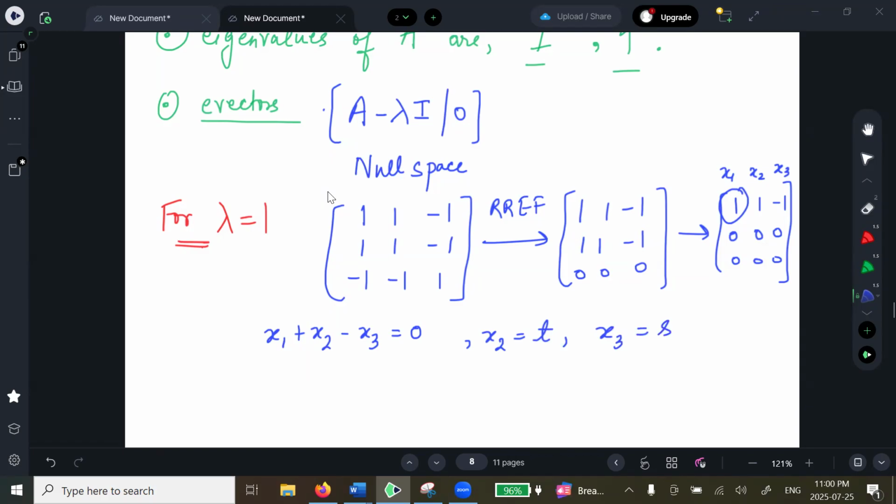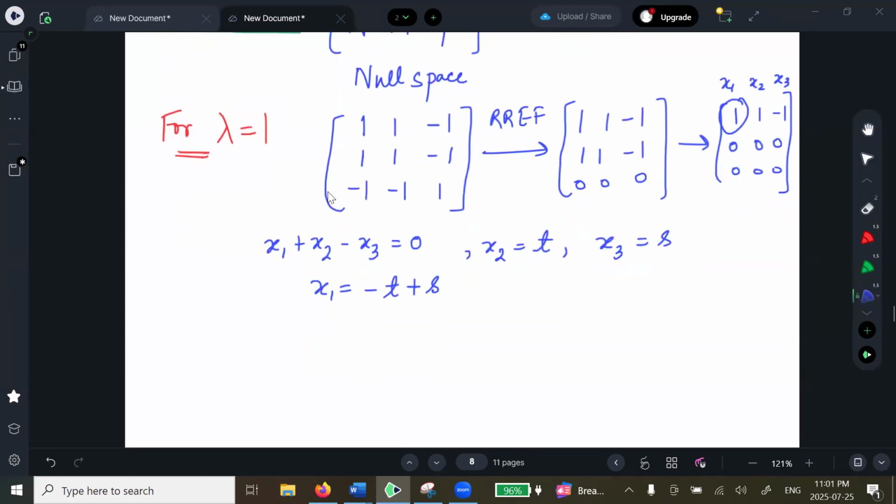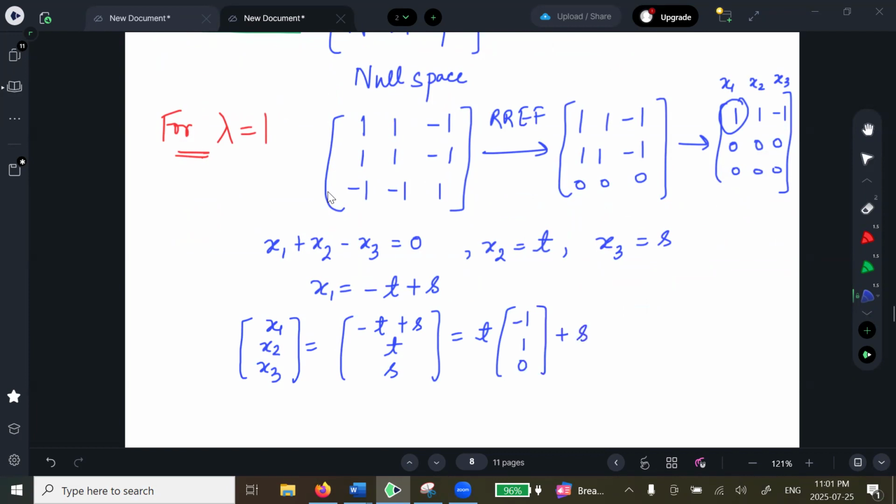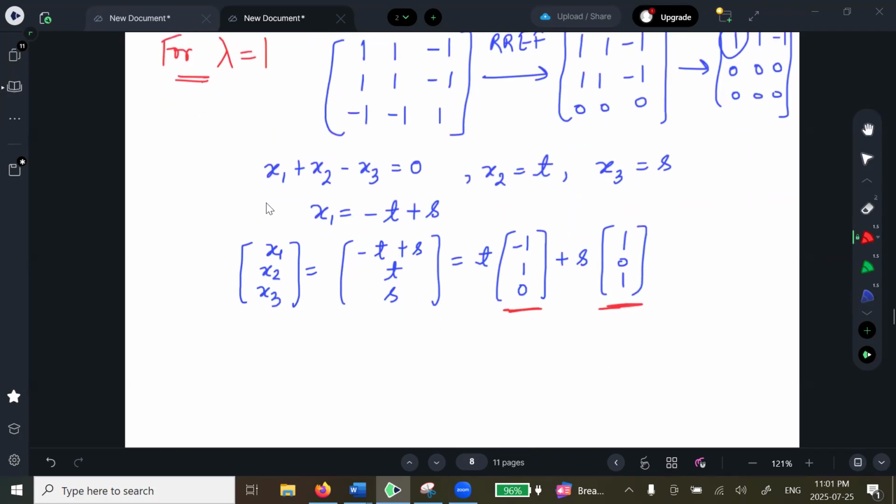Same, x3 is free. x1 is negative t plus s. When I write down the solution in terms of the parameters, x3 equals negative t plus s, t, s, right? So if I take t common, I get negative 1, 1, 0, and then if I take s common, I have 1, 0, 1. So the null space is these two vectors, and those are the eigenvectors for lambda equals 1.